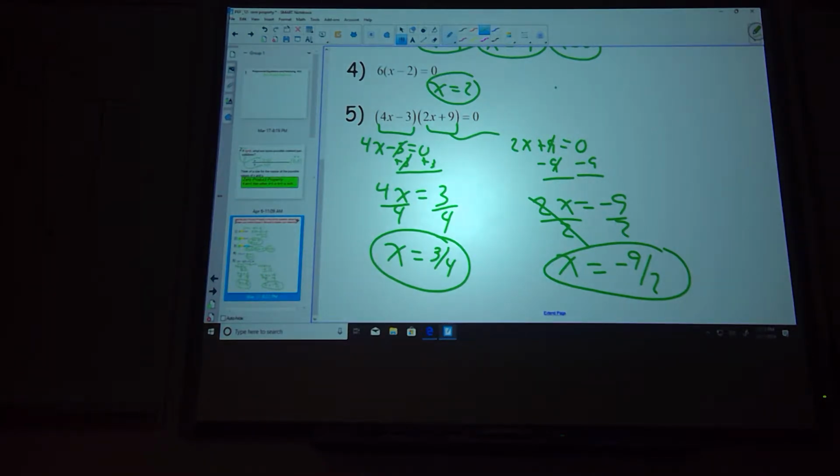Hey, with number 5 or any of these, we could FOIL them back together and get the original, right? But they didn't want us to do that. They just wanted to solve these. We doing okay on notes? Do we eventually have to find the solution? Yeah, so it's one step beyond factoring. Okay, cool? We good? Can I move on? Yeah. Perfect.